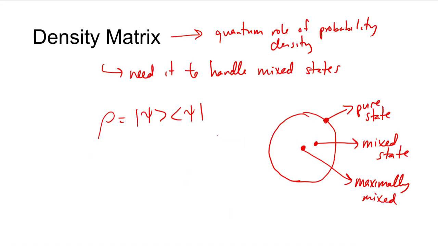So enter the density matrix, right? What is the density matrix? If we wanted to think about an analogy with a classical mixture, what would the analogy of the density matrix be for a classical mixture? It sort of plays the quantum role of a probability density.